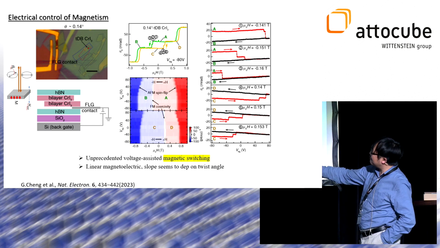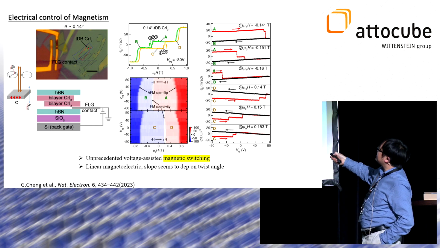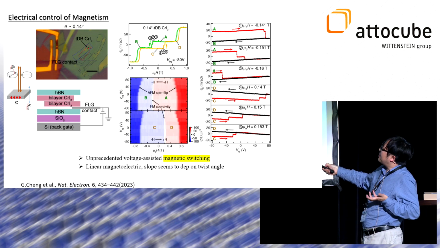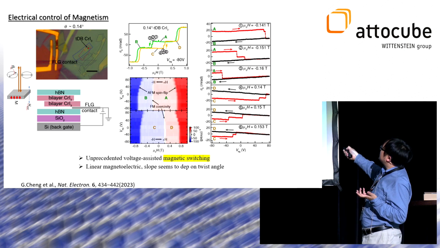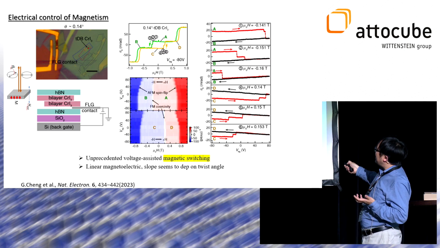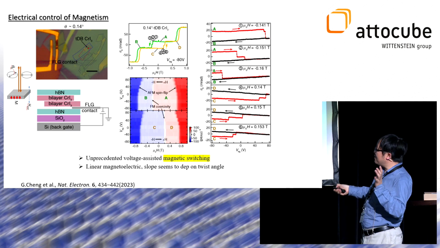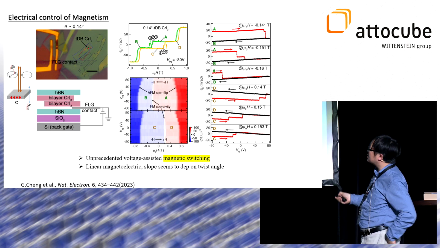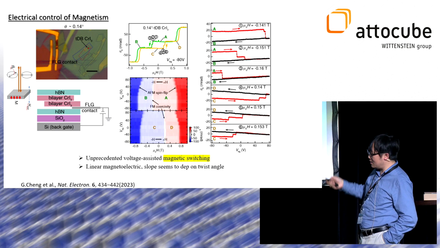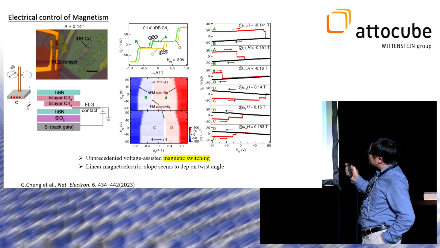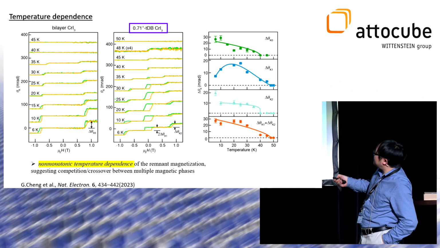And of course, we can do this in an electrical device. When you apply a gate voltage, you can park a magnetic field nearby on the emergent loop and start applying gate voltage. You can drive very interesting switches between different states by the voltage. So there's a lot of interesting magnetoelectric effect, and not everything is understood. For example, the slope depends quite interestingly on the twist angle. Also, the temperature dependence is very interesting.